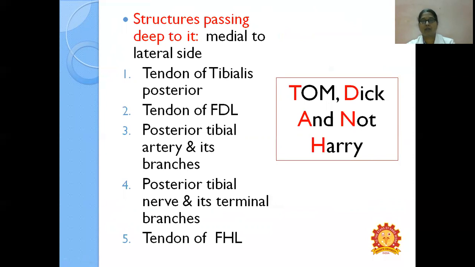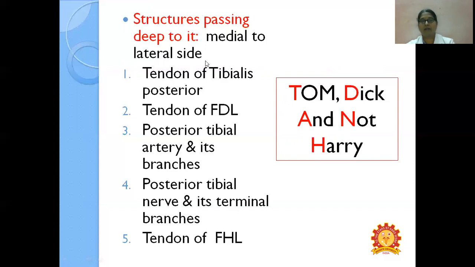So we use this mnemonic: Tom, Dick and not Harry. We use this Tom, Dick and Harry mnemonic to remember the structures passing deep to the flexor retinaculum.